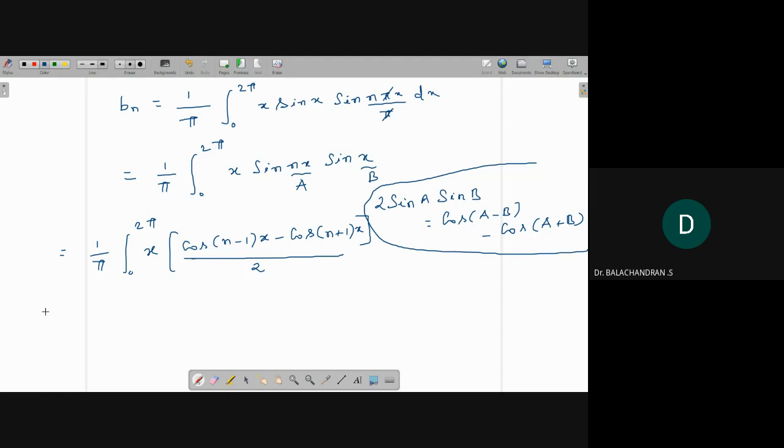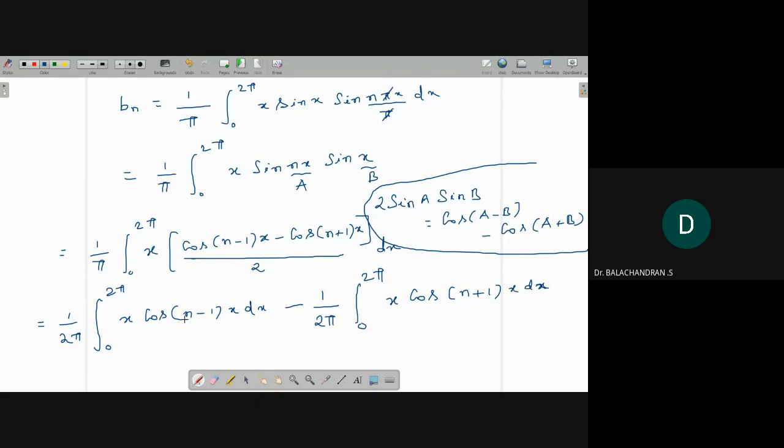Now we can split this integral into two integrals. One is 1 by 2 pi integral 0 to 2 pi x into cos of (n minus 1) x into dx, I missed dx here, minus 1 by 2 pi integration from 0 to 2 pi x into cos of (n plus 1) x into dx. Here you need to apply Bernoulli's rule, and here also. So first I will apply here. I don't have enough space, so I'll go to the next page.